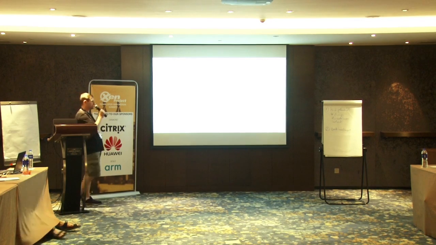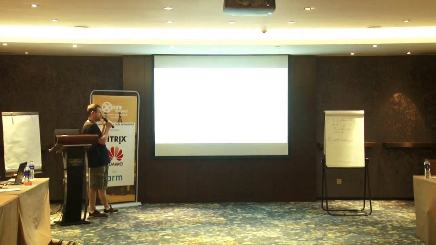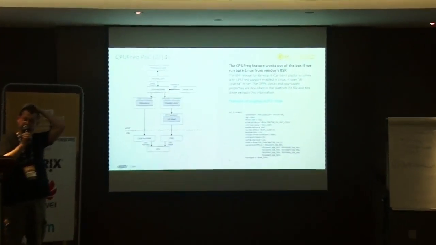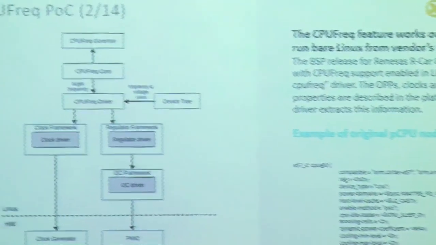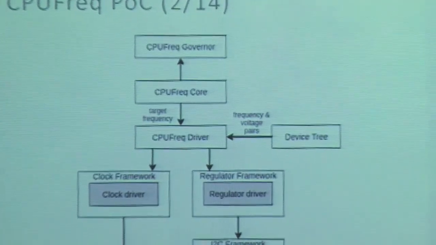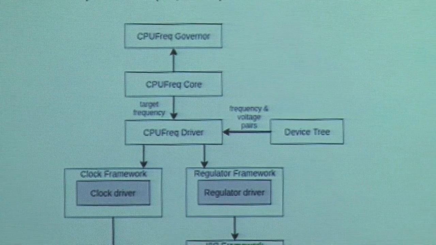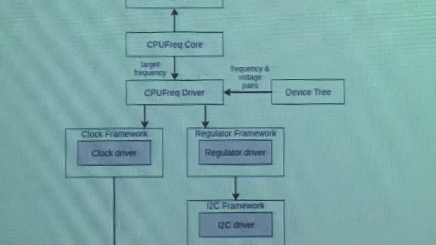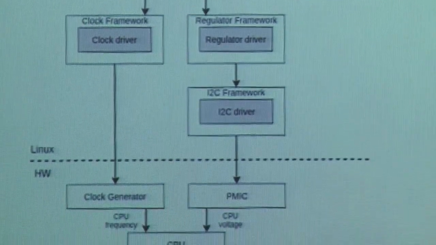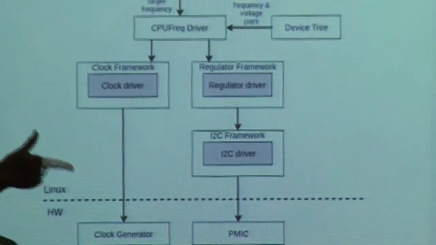Just a few sentences about what we have if we run the vendor's BSP with CN and without CN. Without CN, the CPUFreq feature works out of the box if we run Linux from the vendor's BSP. The BSP release for R-Car Gen3 boards comes with CPUFreq enabled in Linux. It uses DT CPUFreq, the device tree based CPUFreq. The DVFS related properties are described in the device tree and the driver extracts this information. You can see an example of a real CPU node.